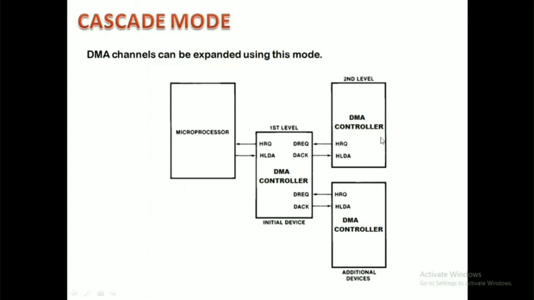So in this, the HRQ signal, hold request signal, and hold acknowledge signals from the second level DMA controller are connected to the DRQ and DACK signals of the first level DMA controller, that is the master device. And the hold request and hold acknowledge lines of the master device are connected to the microprocessor.